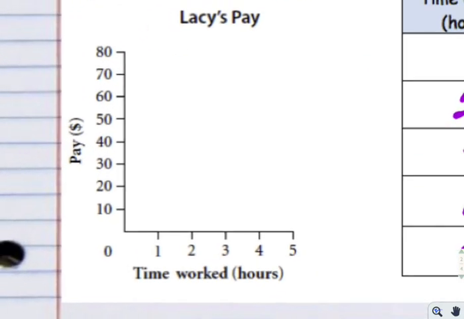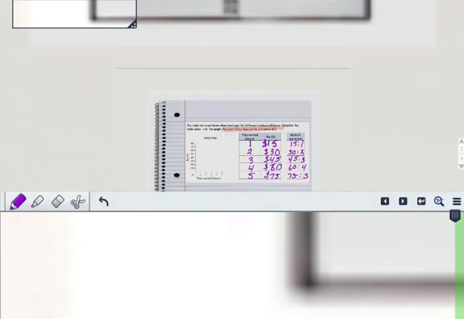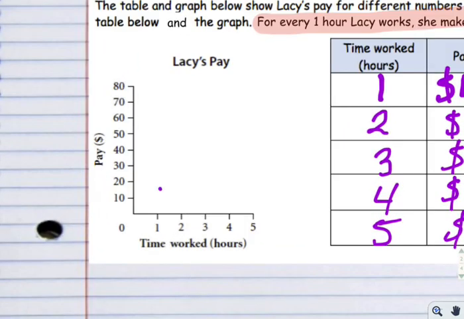So I want to make sure that for every 1 hour Lacey works, I'm reflecting that she gets paid $15. So at 1 hour, she gets paid $15. At 2 hours, she gets paid $30. At 3 hours, she gets paid $45. And I can go on like that. I can also think that at 0 hours, if Lacey doesn't work at all, she's not going to get paid, right? So I have to make sure that I plot that point. And eventually you should have this straight line, which is going to represent that the ratios are constant, that this is a pay per hour, right?